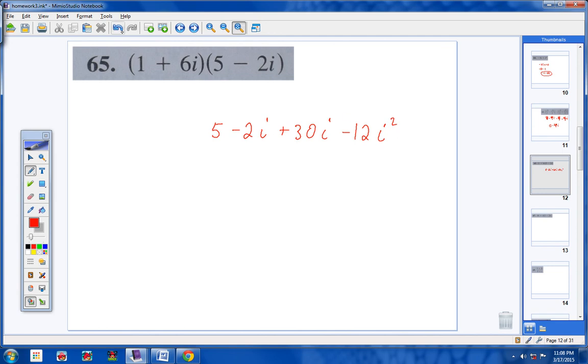Now students, in place of the i squared, we're going to put a negative 1. Alright? And we all know that a negative 1 times a negative 12 is a positive 12. And now we're ready to combine like terms. Positive 5, positive 12, positive 17, negative 2, positive 30, positive 28i. So there we go. There's the number written in standard form.